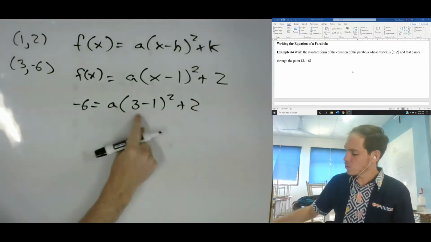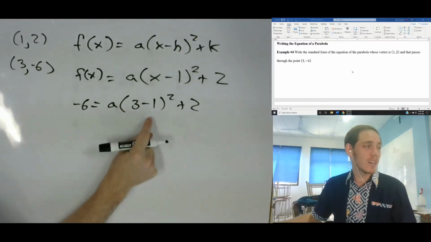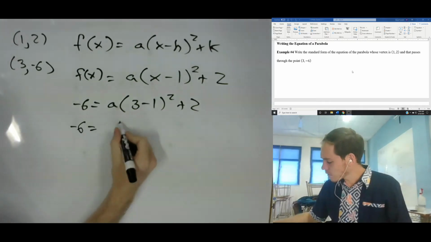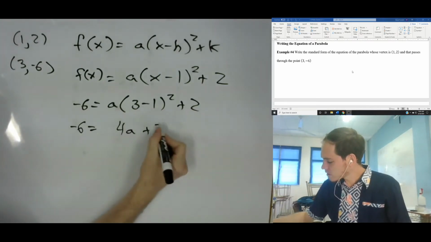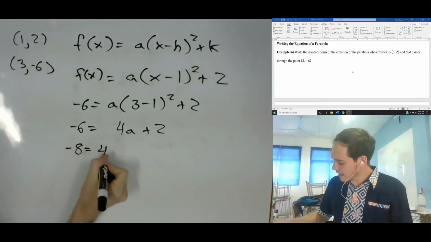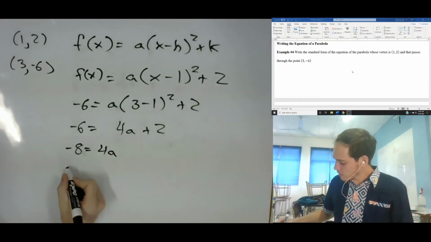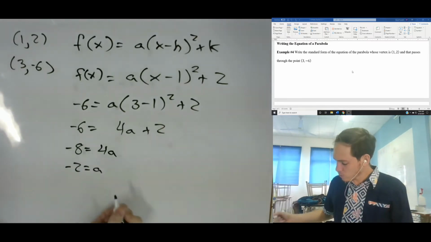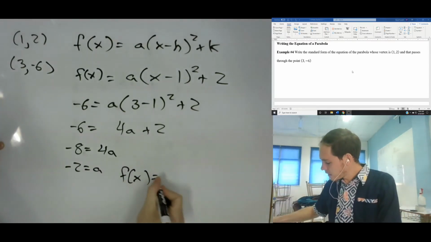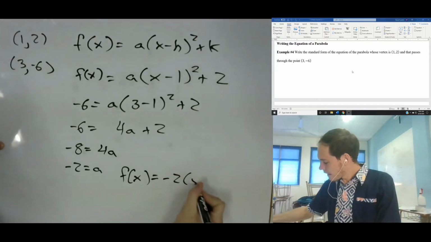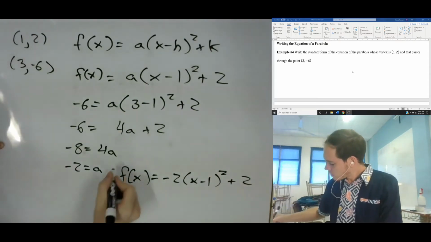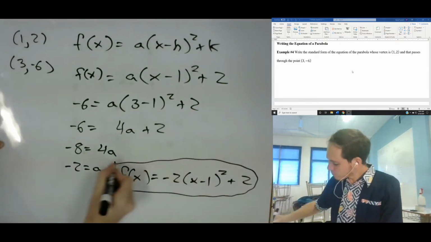What are we going to do? 3 minus 1 is 2. 2 squared is 4. So we get -6 equals 4a plus 2. Subtract the 2, we get -8 equals 4a. Divide by 4, we get -2 equals a. So what's our standard equation? f(x) equals -2(x - 1)^2 + 2. There's our standard form. Okay?